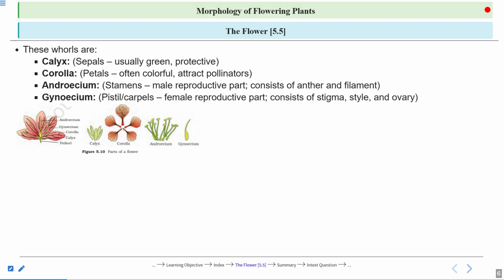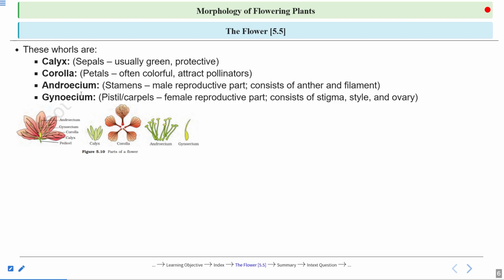Now coming to the second one, corolla. What is the meaning of corolla? All the petals unitedly are called as corolla. Petals are often colorful, brightly colored, and their main function is to attract the pollinators, basically insects.